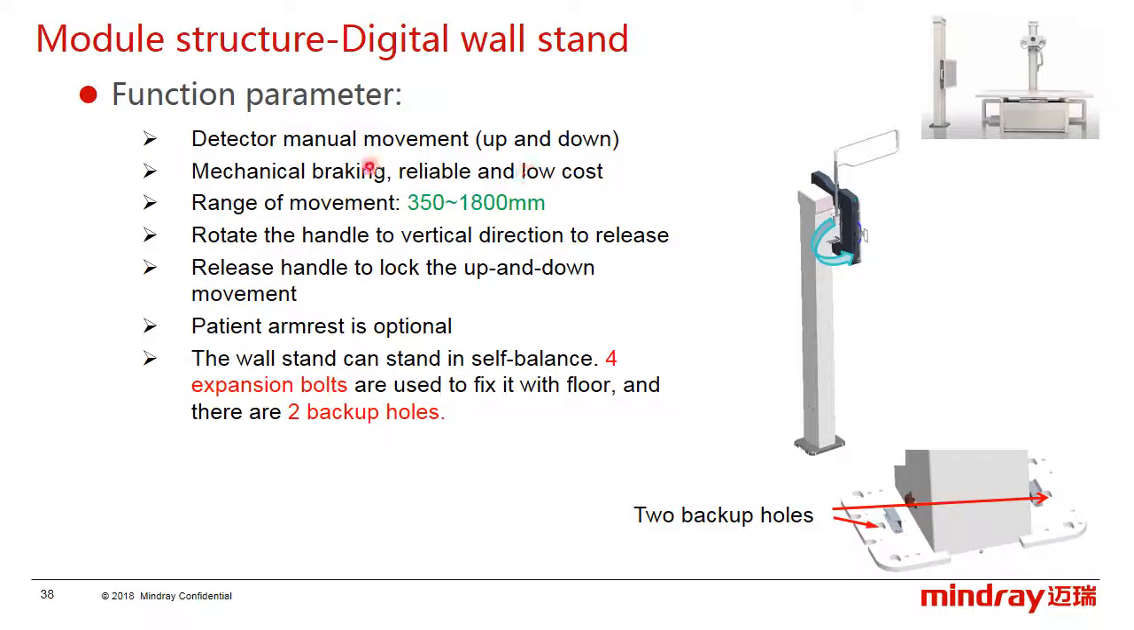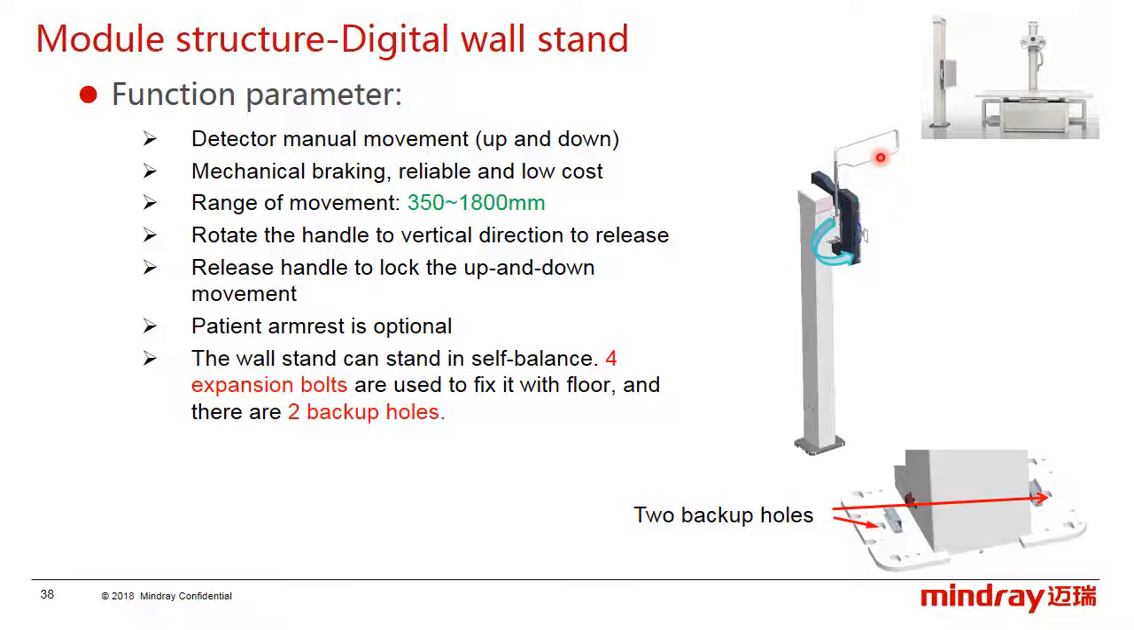The next major component is the wall stand. Let's see the function of the wall stand. First, it supports the detector's manual movement and uses mechanical braking. The range of the movement is 350 to 1800 millimeters. And how to move the detector box? Just rotate the handle to the vertical direction and the detector can move up and down.